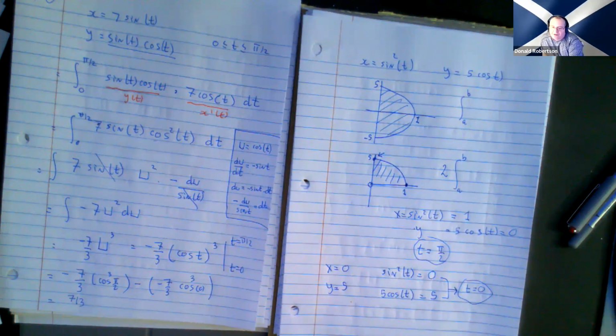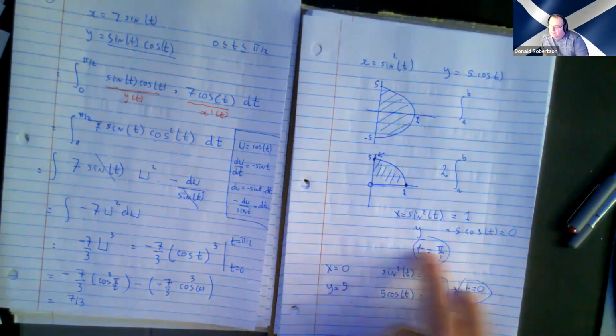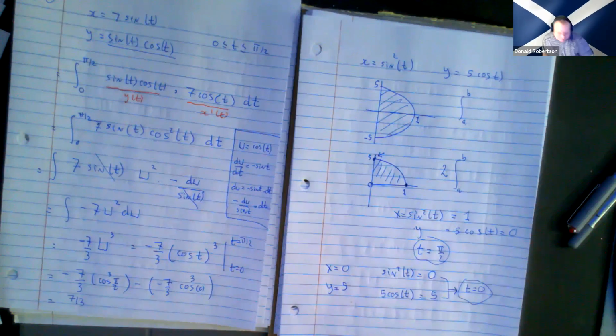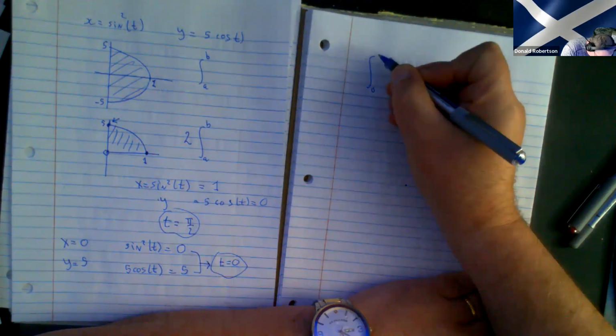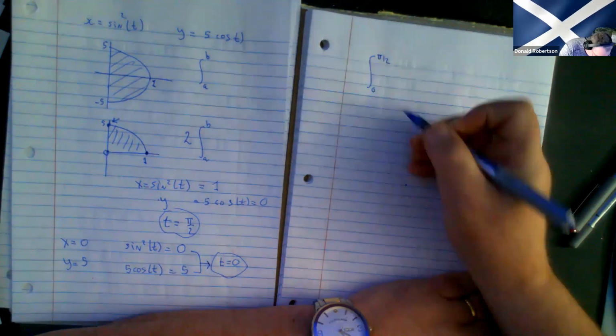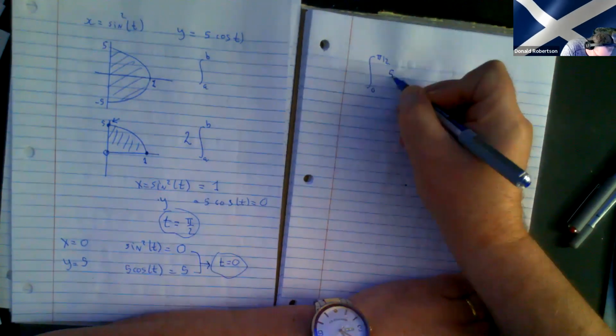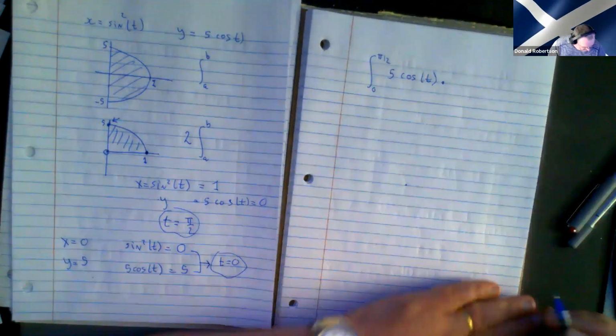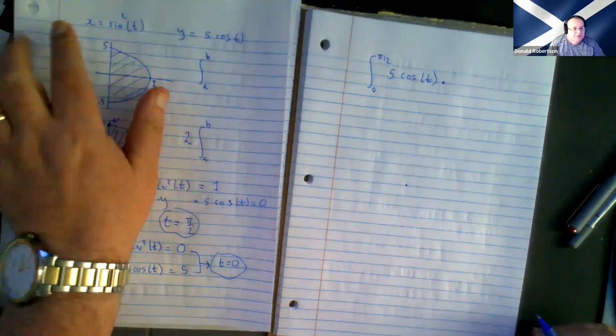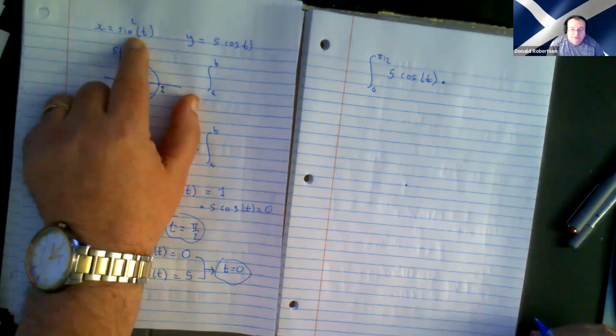Okay, so do you see in that question, it wasn't that obvious at all who the A and the B are, right? You had to actually fight for it. So we now know our integral from t equals 0 to t equals pi upon 2, y, which is this guy, times this guy's derivative, dt.